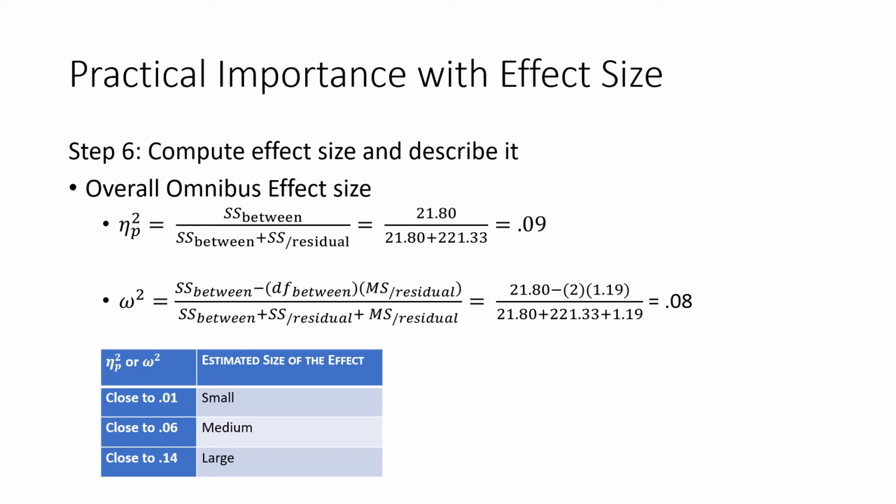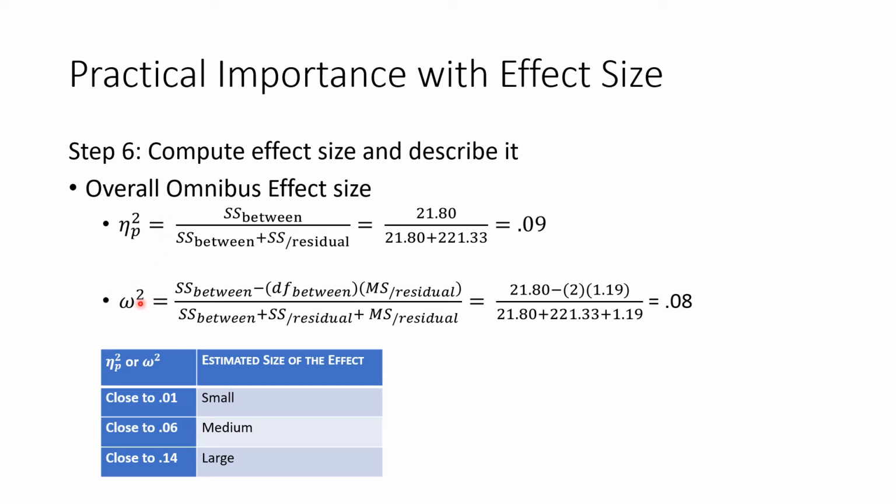Now we're ready to move on to the second pillar, which is practical importance with an effect size. Now, when you're doing ANOVA, you have a number of different effect sizes. First, we have the overall effect size for the omnibus effect. In other words, we want to represent overall how much of an effect social media use has on sleep. And we have a number of options here. We can use partial eta squared or we can use omega squared.